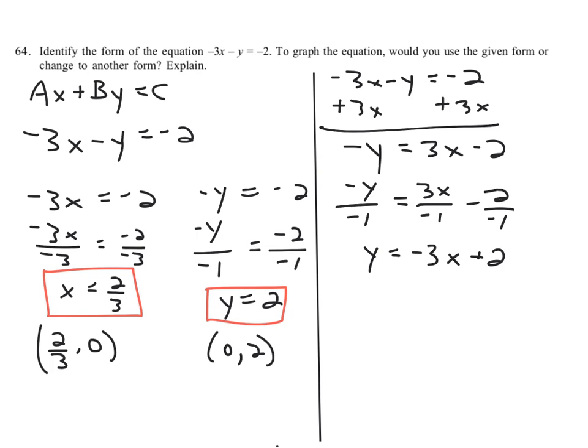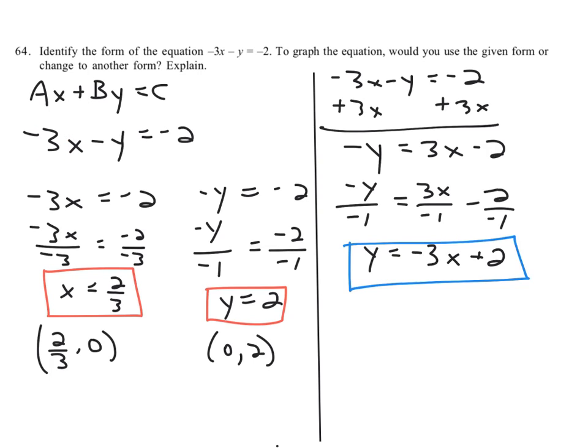Okay? To me, this is easier because rather than having fractional values like you do over here, which aren't easy to plot because you're not going to nail it exactly maybe, here you can go right on the grid lines on the y-axis to 2, put a point, and then rise negative 3, run 1. So there's a couple of ways that you can graph it. Your choice, whether you would use the given form or change to another form.